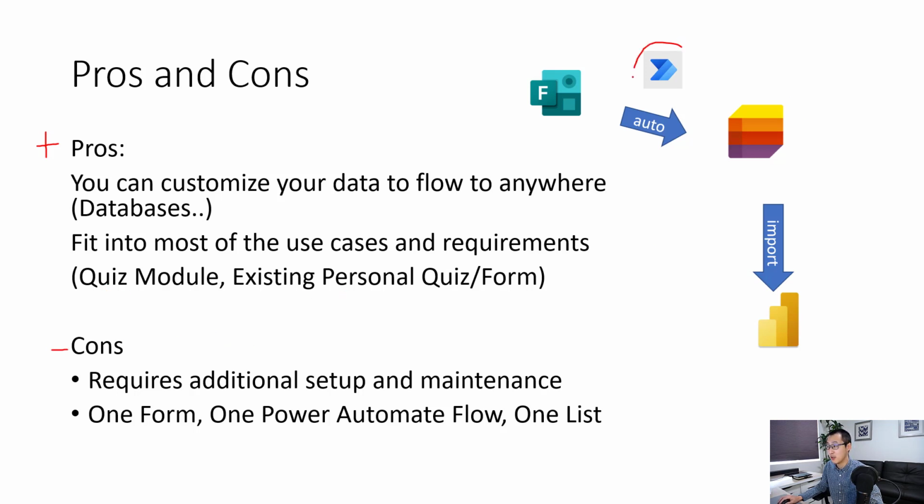First, because you have two additional steps, there needs to be some additional setup and maintenance in the future. And the second thing is, when you design this, usually it is one form, one Power Automate flow, and one list, so it's a one-to-one-to-one match. So if you have a new form coming, you have to redo this setup again.